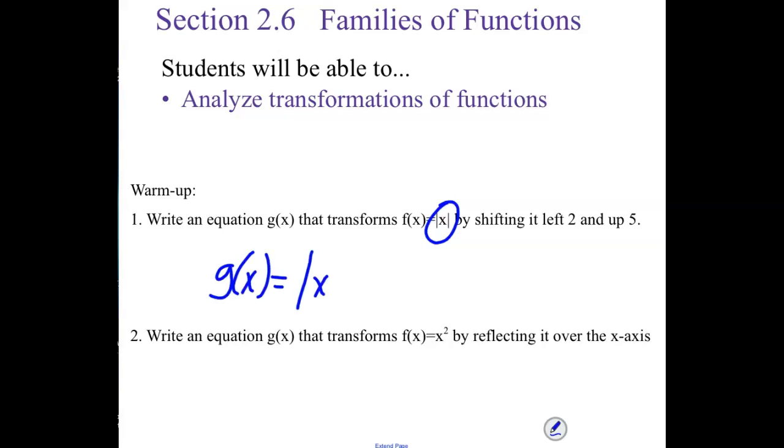We've got the absolute value of x, right? What are we going to do to make it go left 2? Where does the plus 2 go? Inside your function, okay? Inside the absolute value in this case. And then if we want it to move up 5? Good. All right. Second question.